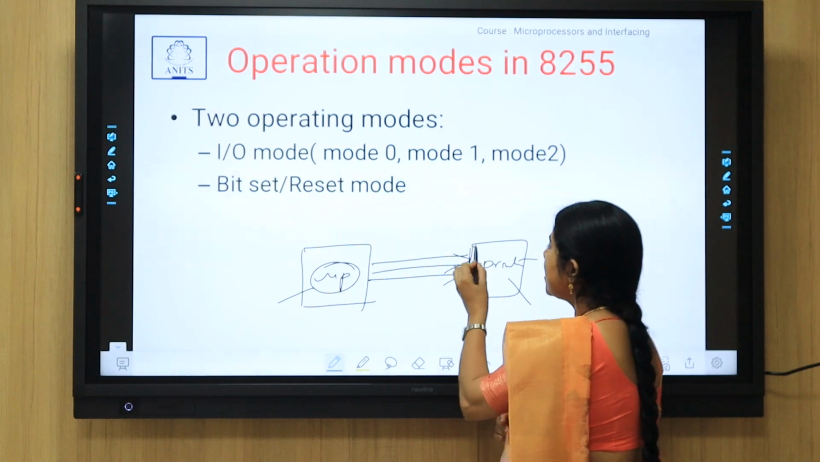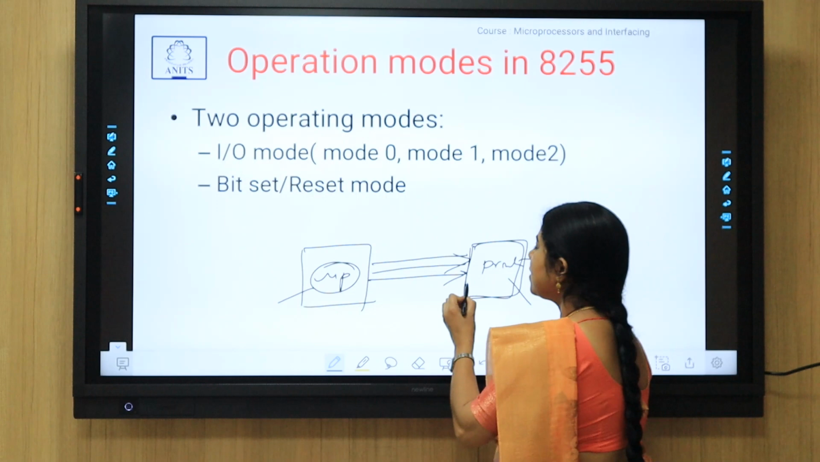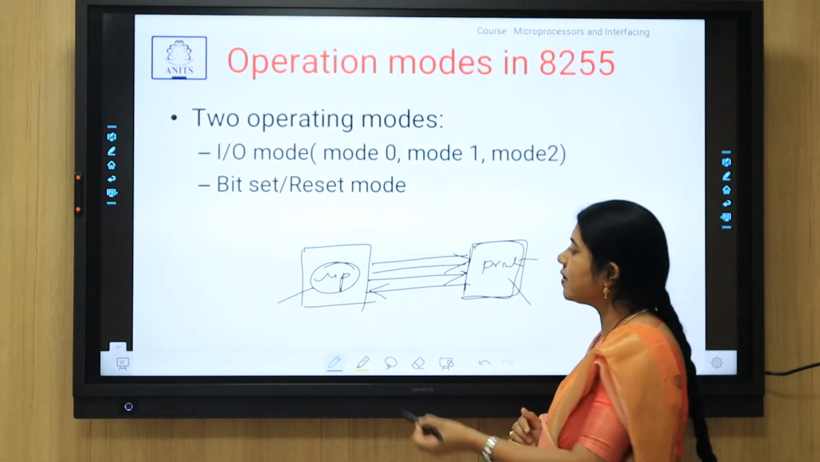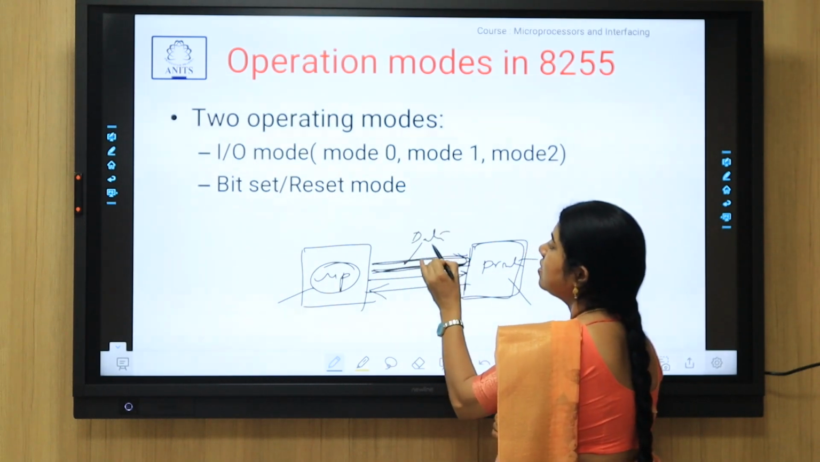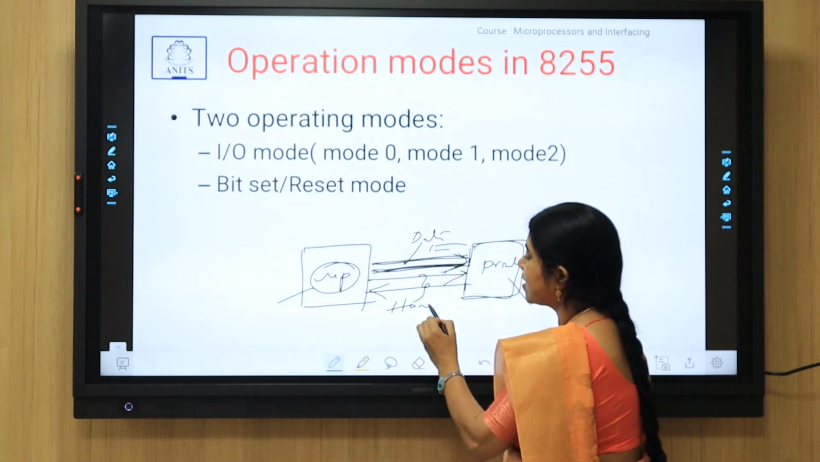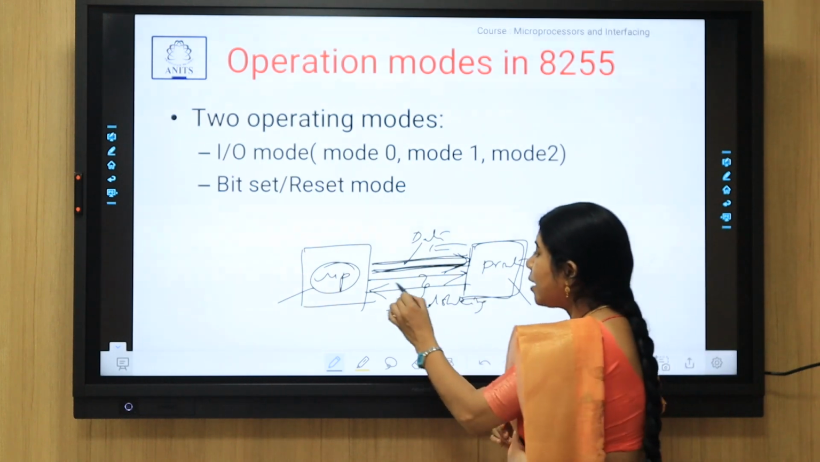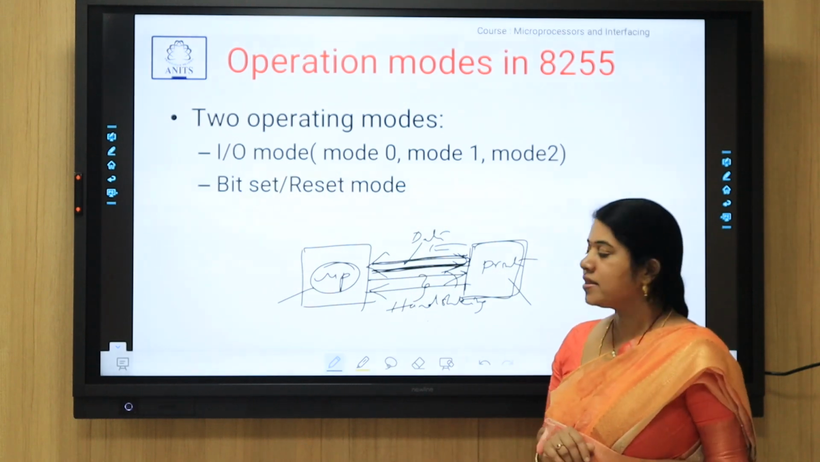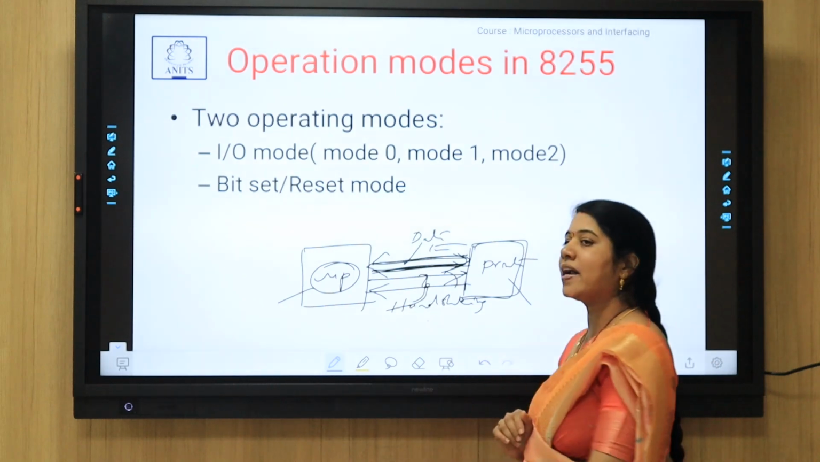If the printer is able to accept that speed, then the printer sends a signal which is nothing but the acknowledgement signal. Then the processor initiates the operation, that is, it transfers the data. These two signals are nothing but handshaking signals. They are used to help the exchange of data between the printer and the microprocessor. These signals help the data transfer.